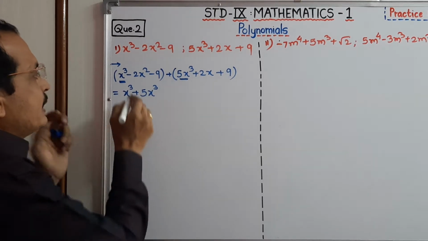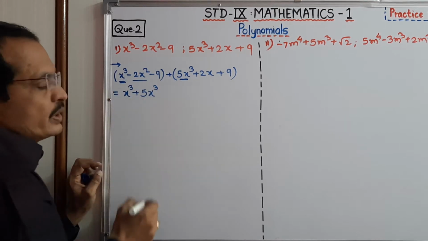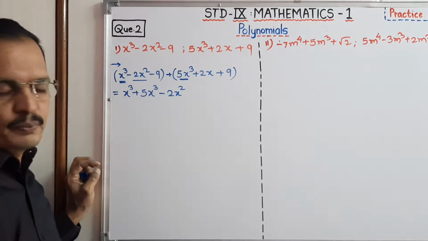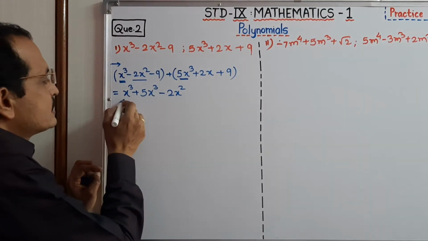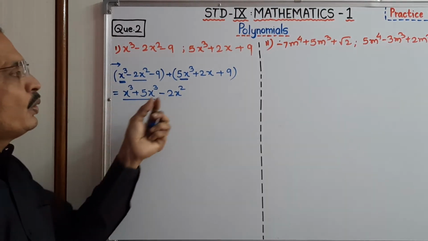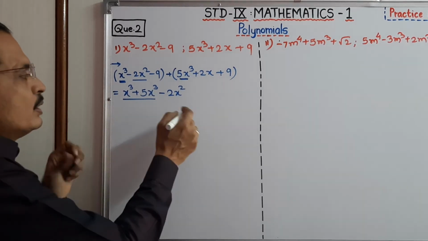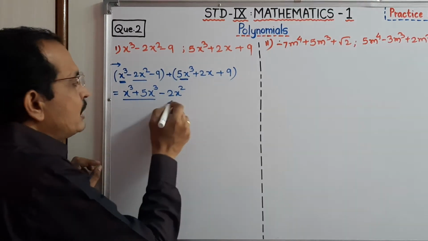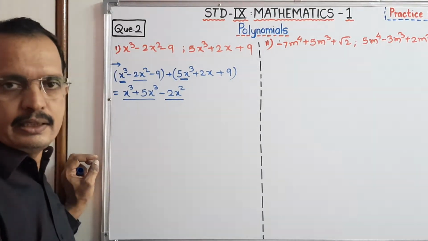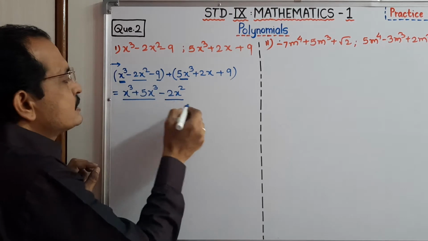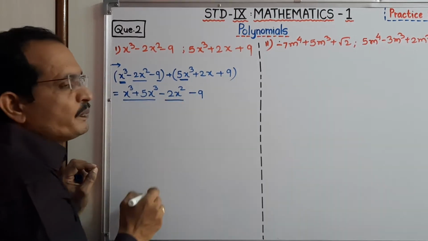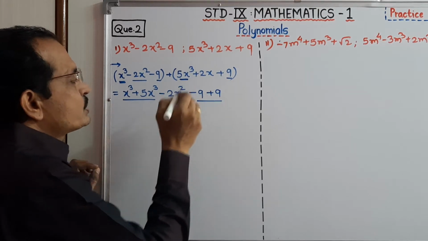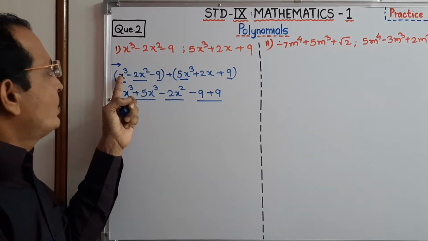Then the second term here is minus 2x square. Write down this minus 2x square. We have to consider the sign also. Dear student, see here it is minus 2x square. Now the similar term, that means the term which has index 2. The index 2 term is not there, therefore leave that minus 2x square as it is. Now we have to consider the constant term, that is minus 9, and here the constant term is plus 9.